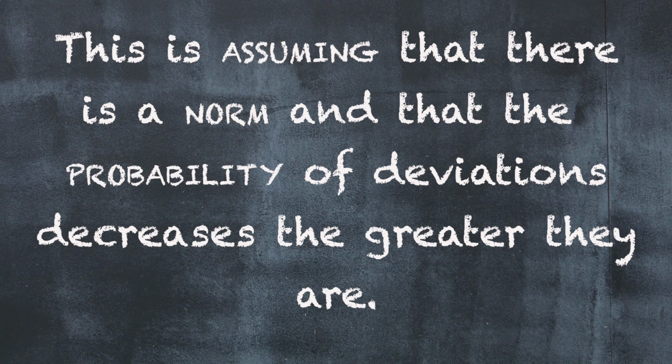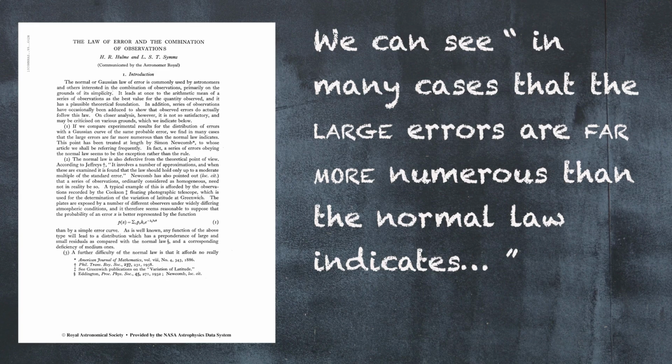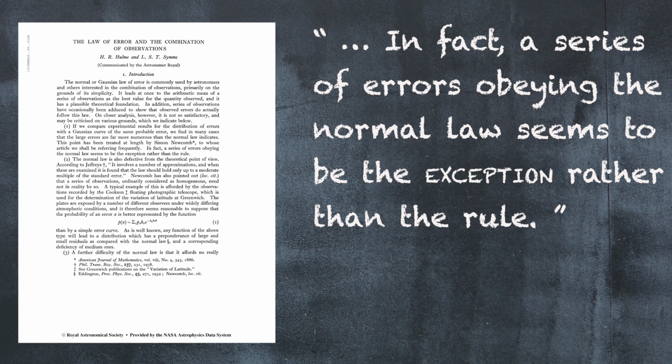Galton admitted that he had been influenced by statisticians who had extrapolated from this a law concerning errors to deviations of human traits and behavior from a norm, namely from an average. Apart from implying a judgment on possible deviation, this is assuming that there is a norm and that the probability of deviations decreases the greater they are. Already in physics, we can experimentally see that it is untrue, that the probability of an error decreases the larger it is, which is what Gauss's law implies. In fact, we can see in many cases that the large errors are far more numerous than the normal law indicates. In fact, a series of errors obeying the normal law seems to be the exception rather than the rule.